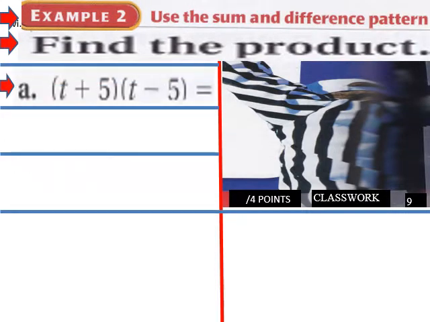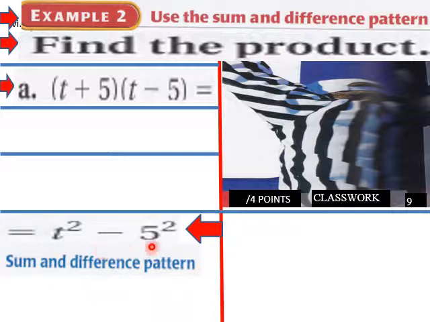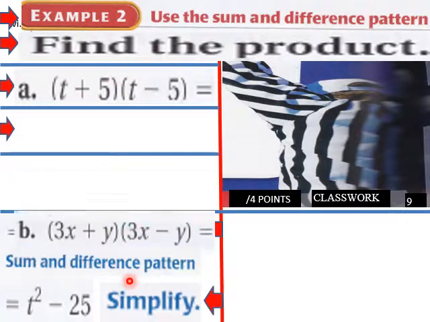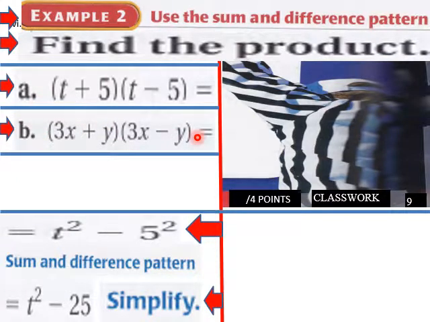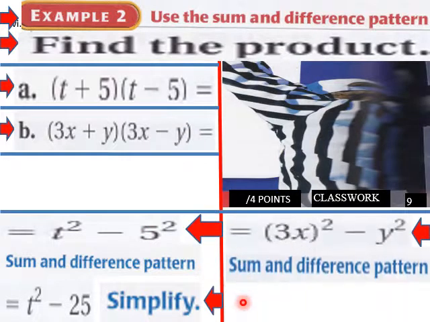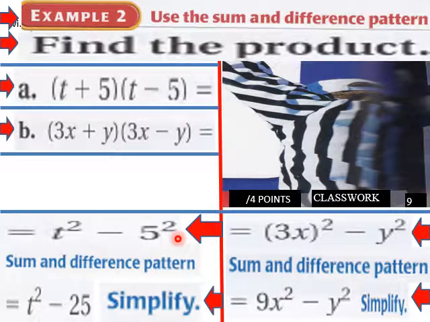Okay, example 2, find a product. We have a difference of two binomials. We know the pattern: t squared minus 5 squared, a squared minus b squared, so it's t squared minus 25. We have a second one, a sum and a difference, and we know that, don't we? It's a squared minus b squared, so 3x squared minus y squared, which is 9x squared minus y squared. Just by looking at it you know immediately what it is. In high-stakes testing, this stuff is really important.